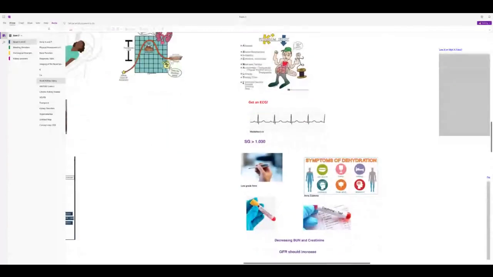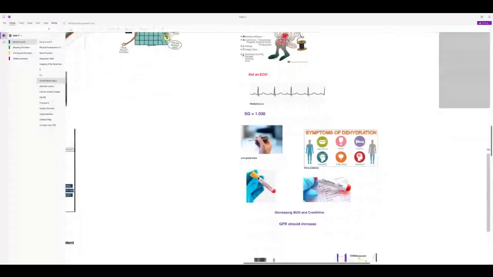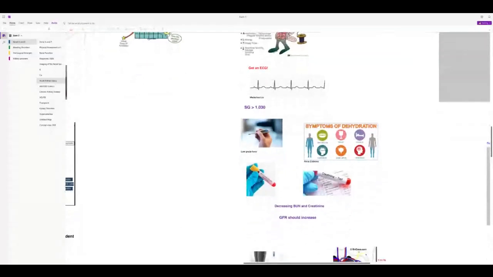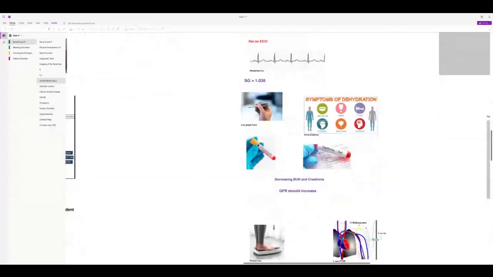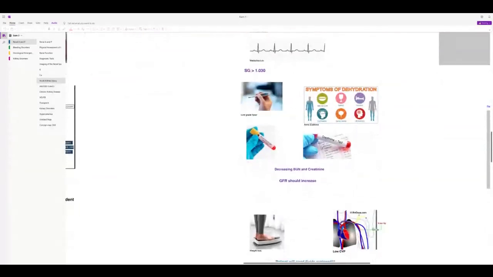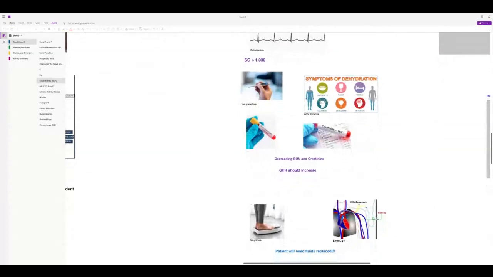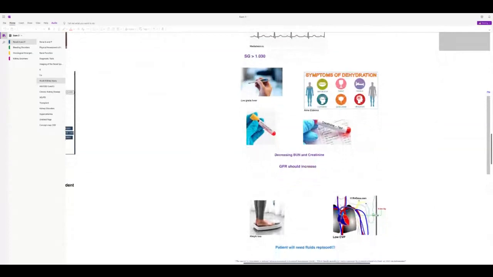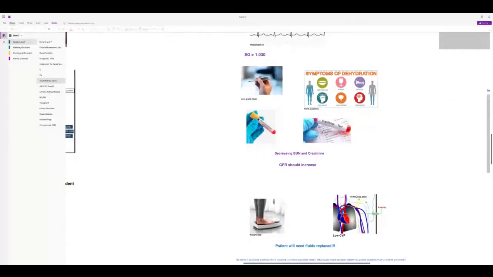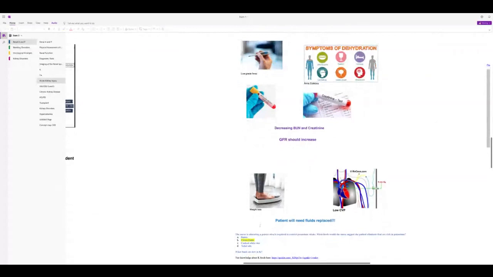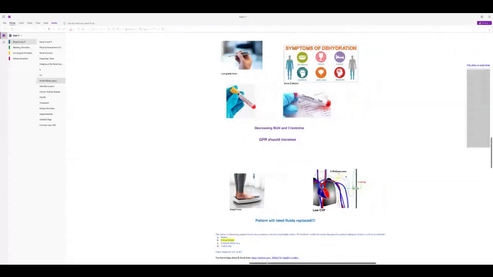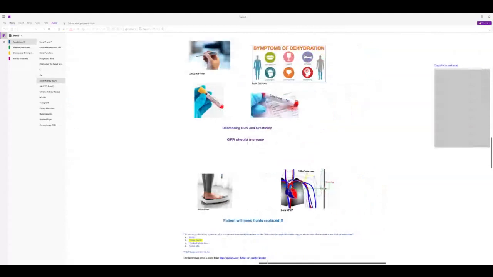All right, so the specific gravity is going to start getting better. They'll have signs of dehydration. They'll have a low-grade fever. BUN and creatinine decrease, and the GFR should increase. So the patient's going to have weight loss, and they're going to need that fluid replaced. They'll have a low CVP. The best thing is to replace fluids, taking the urinary output into consideration, because you've got to put back in what was taken out.